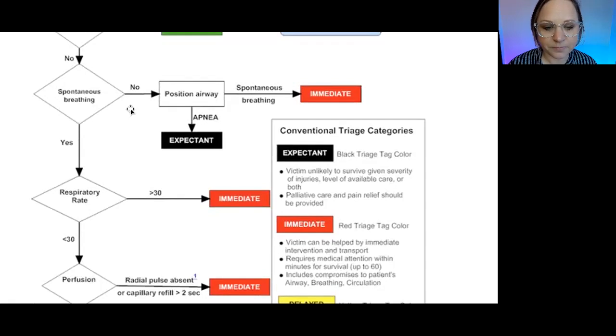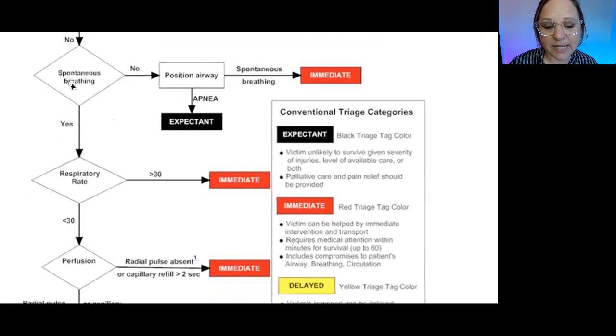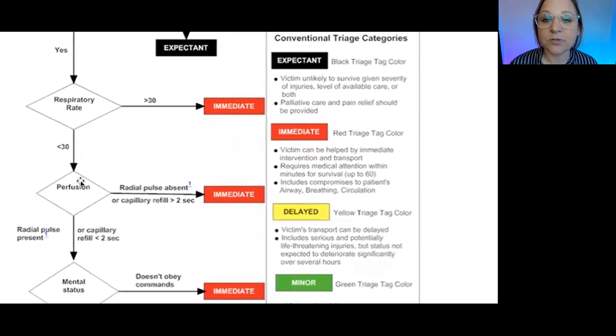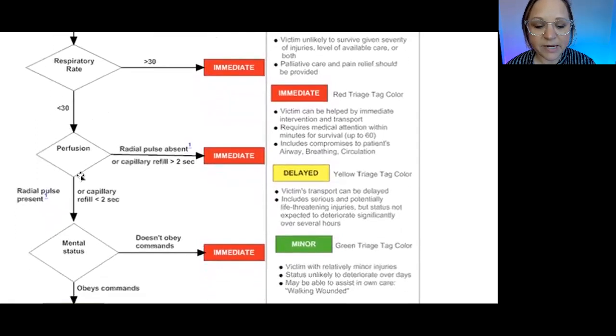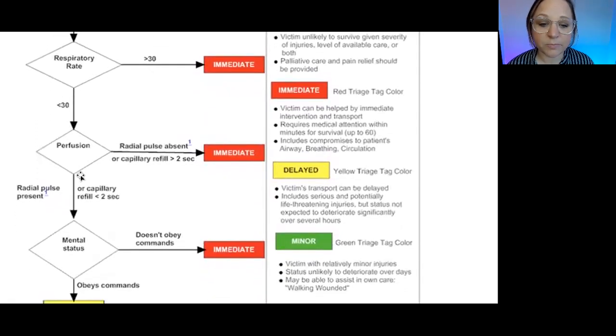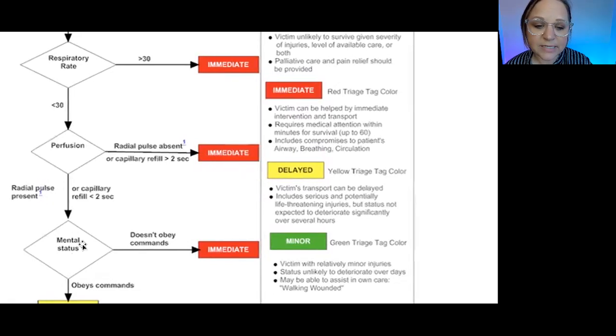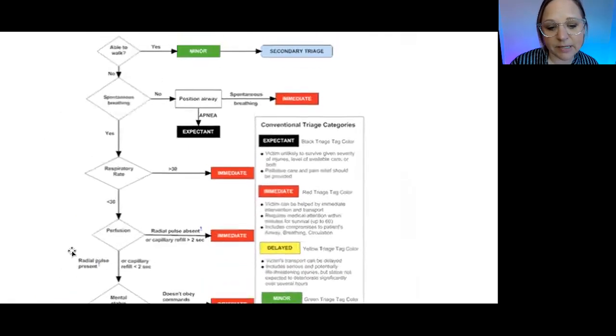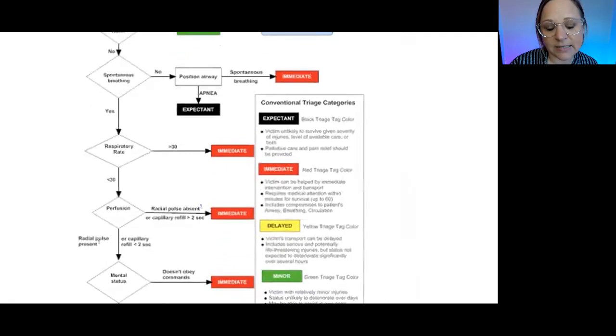and we move on to the next person we could help. So if they are spontaneously breathing and their respiratory rate is greater than 30, they get a red tag. They need immediate intervention. But if their respiratory rate is less than 30, we go on and look at their perfusion. Do they have a radial pulse present, or a cap refill less than 2 seconds? Great, keep moving on. If they do not have a radial pulse present or cap refill is greater than 2 seconds, they become a red tag. If their pulse is present or they've got good cap refill and they have good mental status, then they would be a yellow tag. If they have poor mental status, then they would be a red tag.